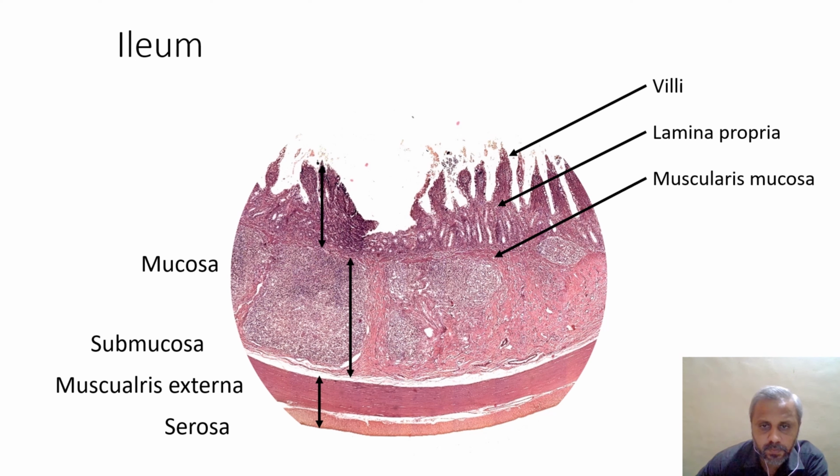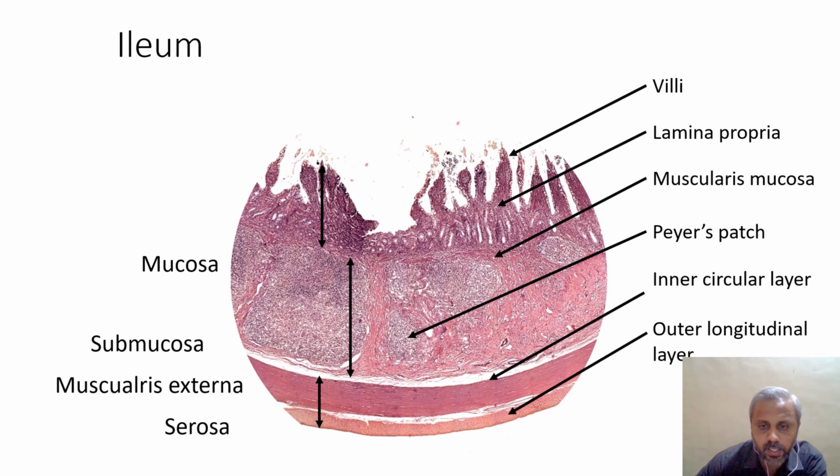The characteristic feature of ileum is presence of lymphoid nodules referred to as Peyer's patches within the submucosa. These Peyer's patches are present only along the antimesenteric border of ileum. Then we have the muscularis externa, which has an inner circular layer and an outer longitudinal layer. The entire ileum will be covered by serosa.